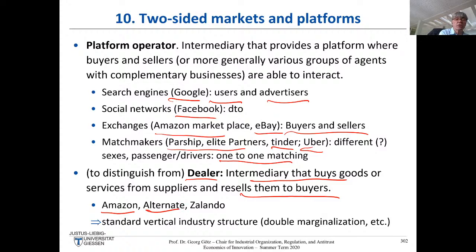Alternatively, here in Gießen, you might just buy some computer equipment, or I don't know whether you buy your shoes from Zalando, which would be a standard vertical industry structure. Zalando doesn't produce their shoes on their own, and they don't bring directly together the shoe producer with you as a customer, okay? And you have standard problems here in terms of double marginalization and so on. A topic we will discuss in industrial organization, okay?